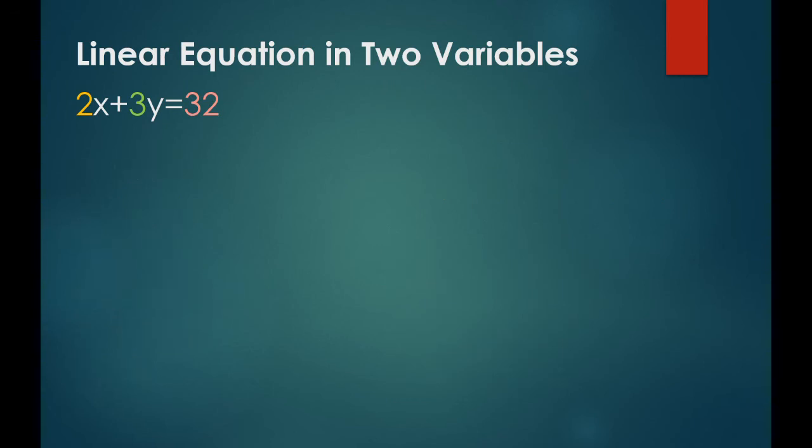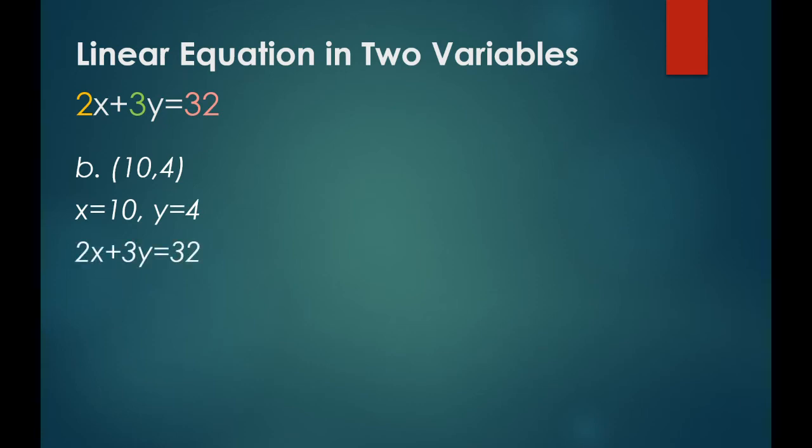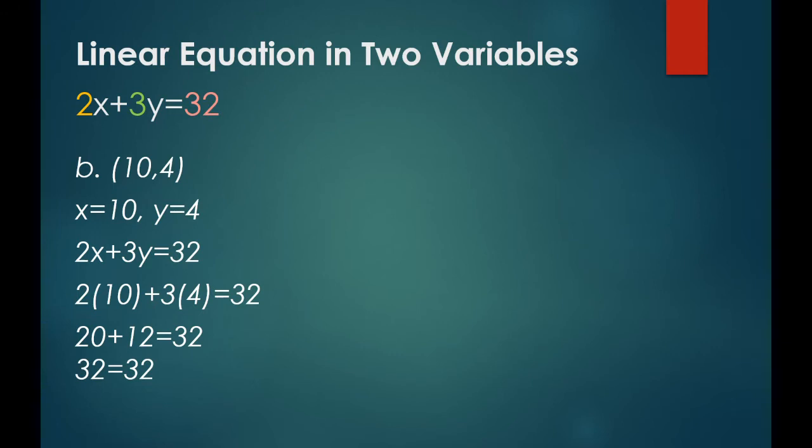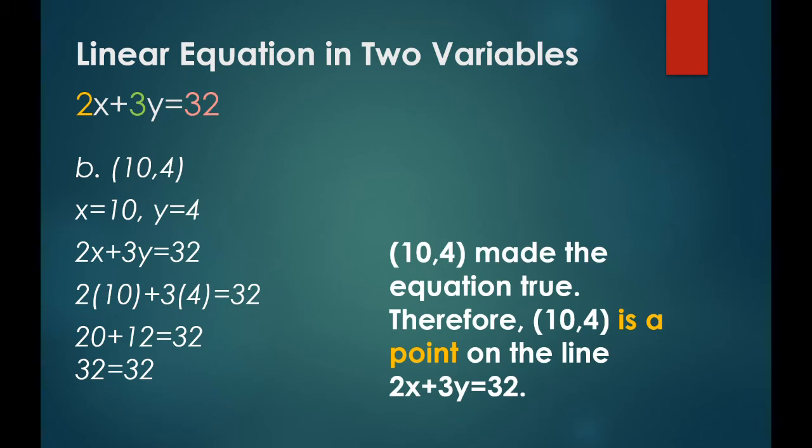Yung letter B, 10, 4. So, x equals 10, y equals 4. Let's substitute again the values of 10 and 4. 2 times 10 plus 3 times 4 equals 32. 2 times 10 is 20. 3 times 4 is 12. And if we add 20 and 12, that is 32. So, 32 is equal to 32. 10, 4 made the equation true. Therefore, it is a point on the line 2x plus 3y equals 32. Point pala. On the line ang 10, 4.